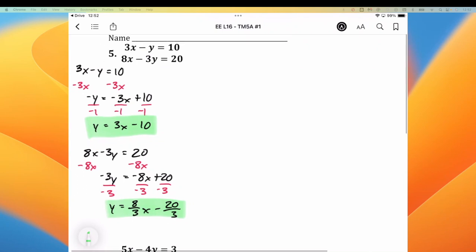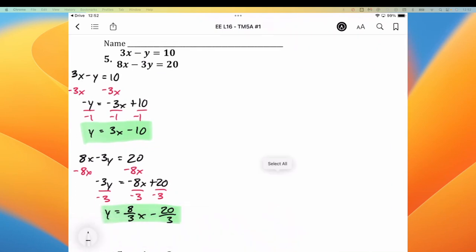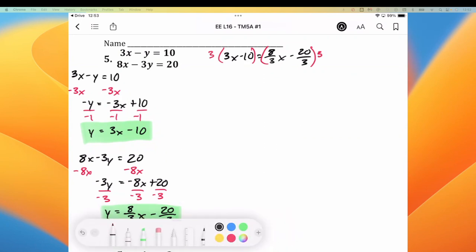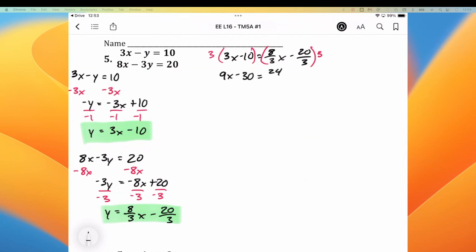Now those are both equal to y, so they must be equal to each other, just like the problems before it. And so we're going to copy them both up here. 3x minus 10 is equal to 8 over 3x minus 20 over 3. And we see that our fractions have the denominator of 3, so we're going to multiply both sides by 3. And we get 9x minus 30 is equal to 24 over 3x minus 60 over 3. And so we're going to have 9x minus 30 is equal to 8x minus 20.